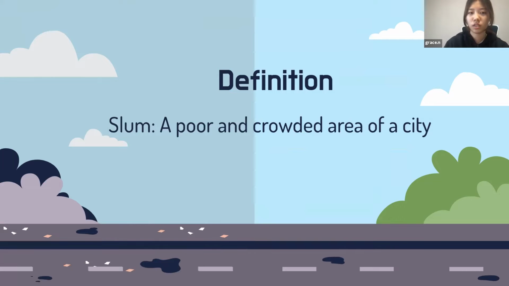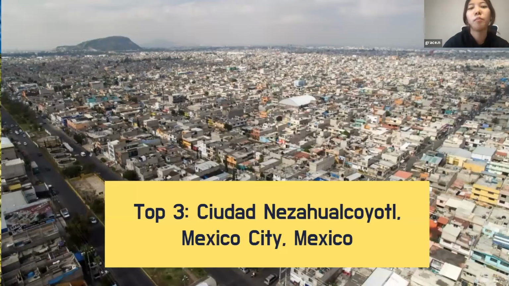Then what exactly are slums? According to the Cambridge Dictionary, a slum can be defined as a poor and crowded area of a city. Providing examples of slums can give you a better understanding of what a slum is. I'll tell you the top 3 largest slums so that you can get a better image of what a slum is.